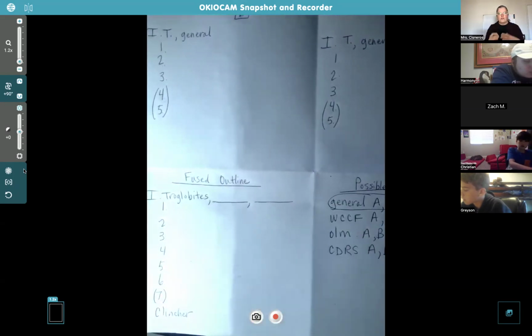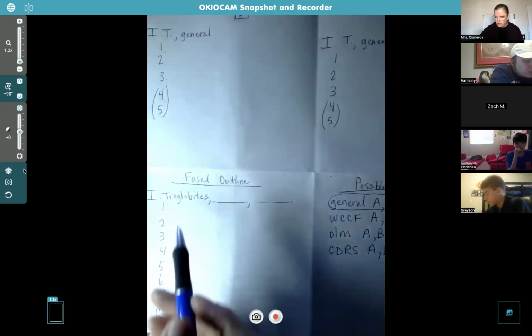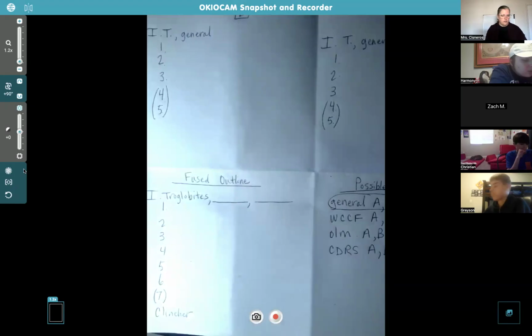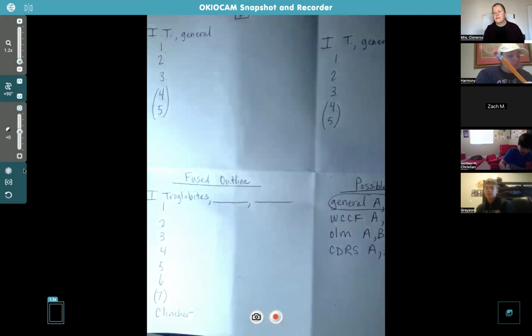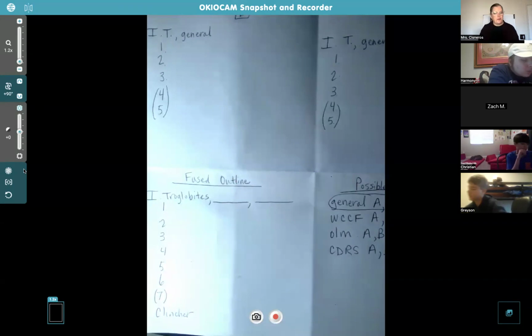Because as you're looking at the general information about troglobites, you're going to decide what words we could put here next to troglobites on the fused outline that generally describe what troglobites are. Does anybody have any ideas already of what two words we could put here next to troglobites? It kind of generalizes what kind of creatures they are. Grayson? Unique and creepy. Yes, unique and creepy. Those are both good words. You can use those words.